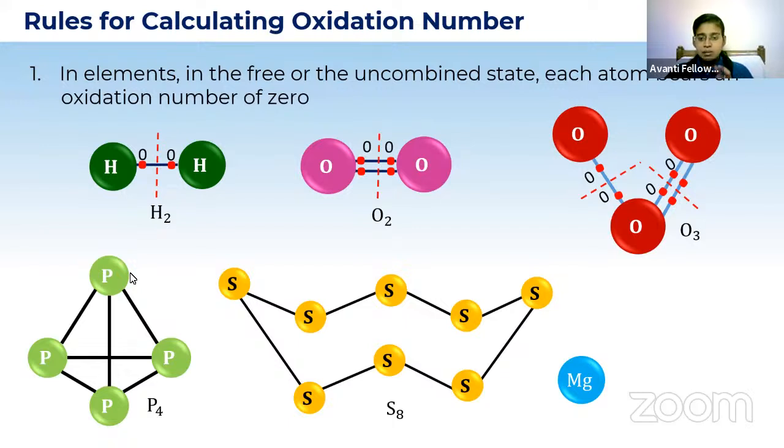It is in the uncombined state. There is no element bonded with this magnesium. It is in the uncombined free state, so the oxidation number is 0. And aluminium, 0. Sodium, 0. So if you keep all elements in the uncombined form, all the atoms will bear the oxidation number of 0. Clear? Able to understand rule number 1? So all elements in the free state or uncombined state have an oxidation number of 0.